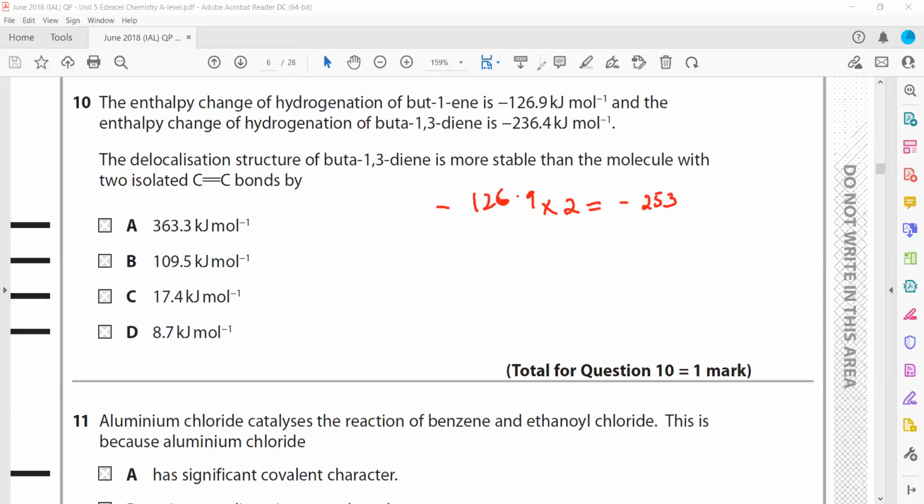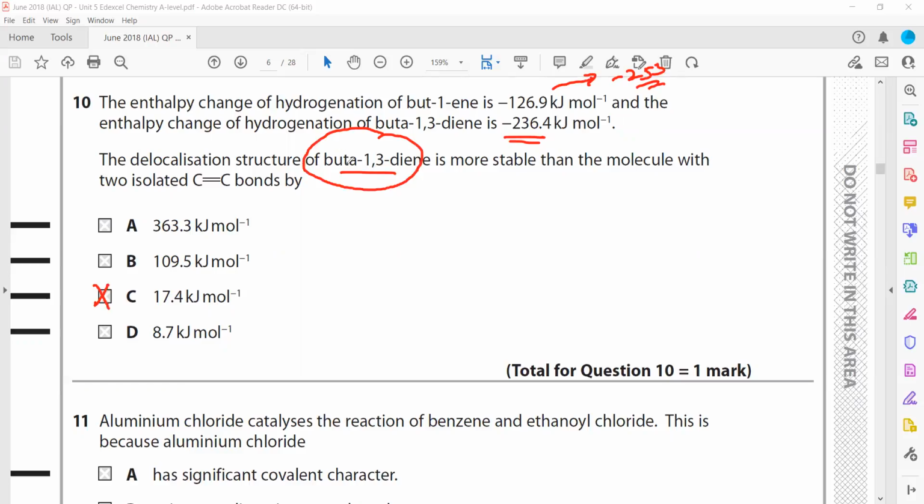So the question is how much more stable the delocalized structure of buta-1,3-diene is than a molecule with two isolated double bonds. For one isolated bond, this is minus 126. If two isolated, it will be minus 253. And if we have this, it is minus 236. So what is the difference in the energy between them? 253 minus 236. How much is the difference? 17.4.